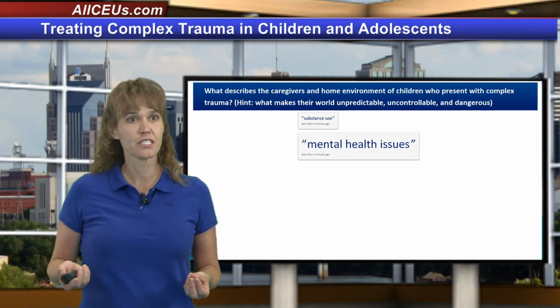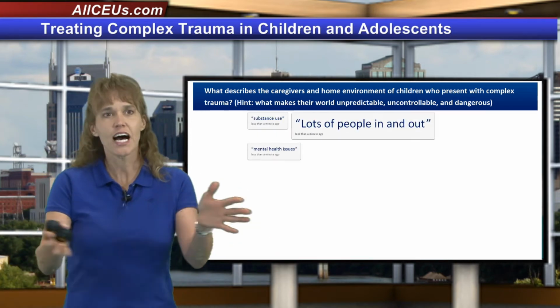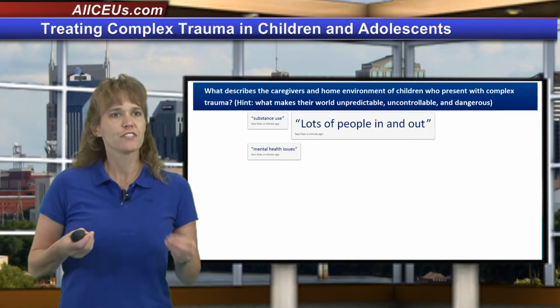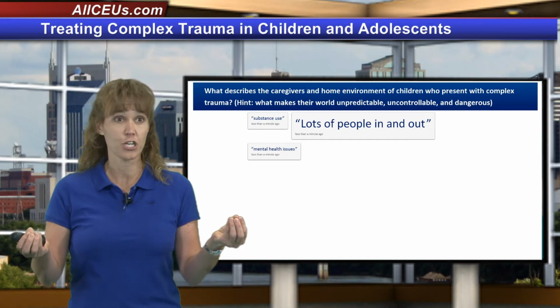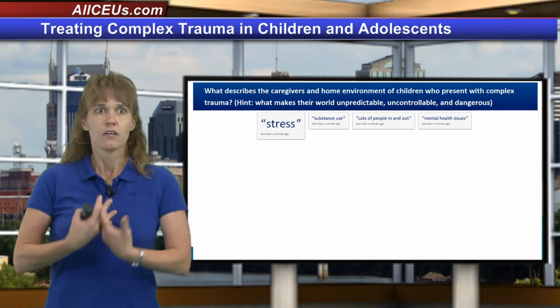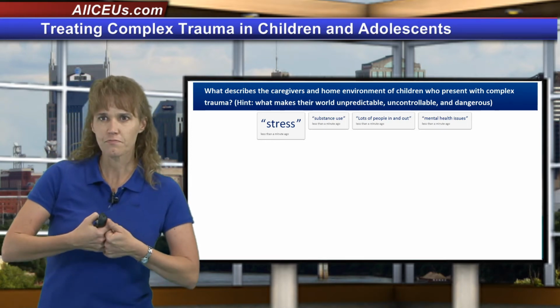Mental health issues, especially uncontrolled mental health issues. Now, if somebody's got their mental health issues and they're stabilized, that's a whole different ballgame. But if the child doesn't know whether manic mom or depressed mom is going to show up, or if they have a parent that has a personality disorder, that in and of itself makes life a lot more unpredictable.